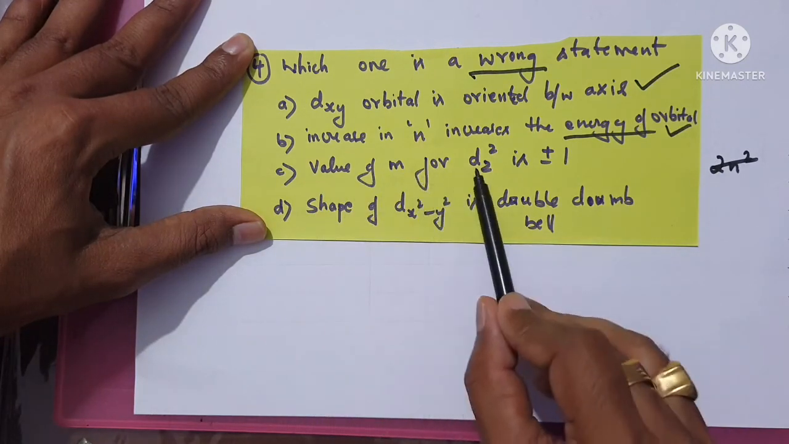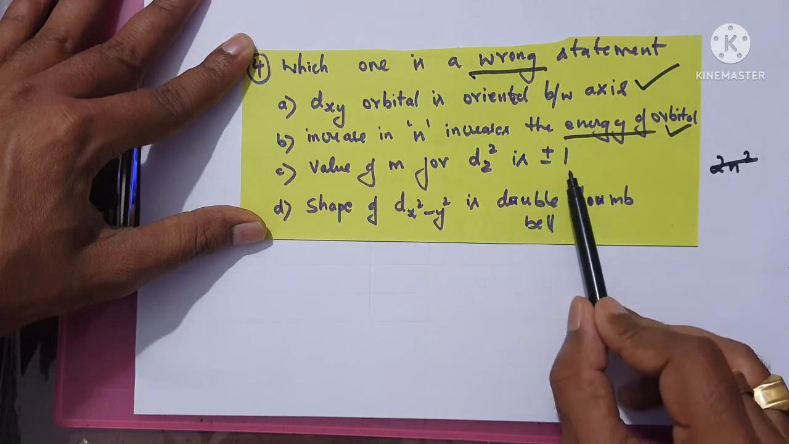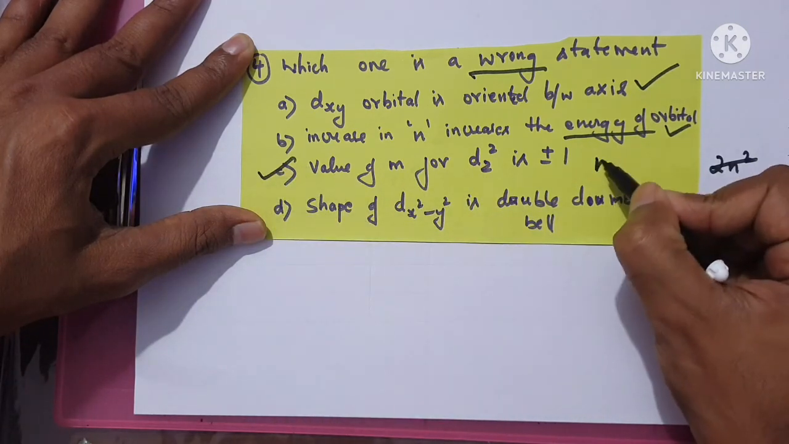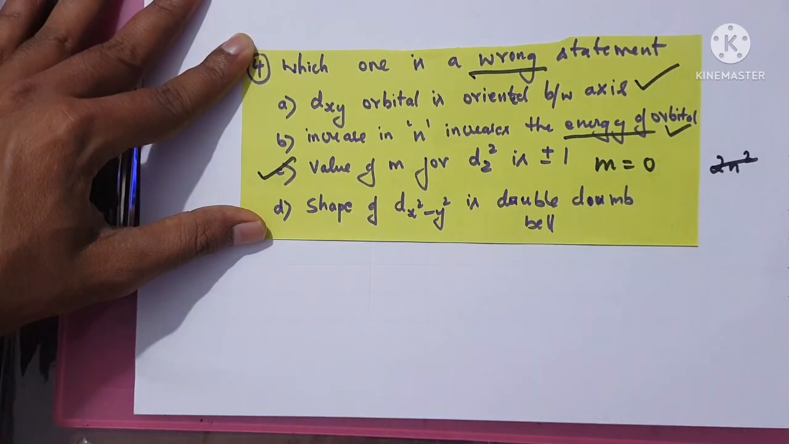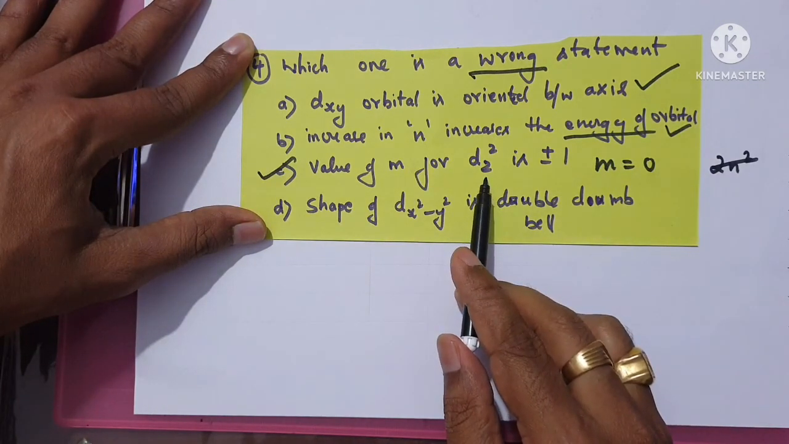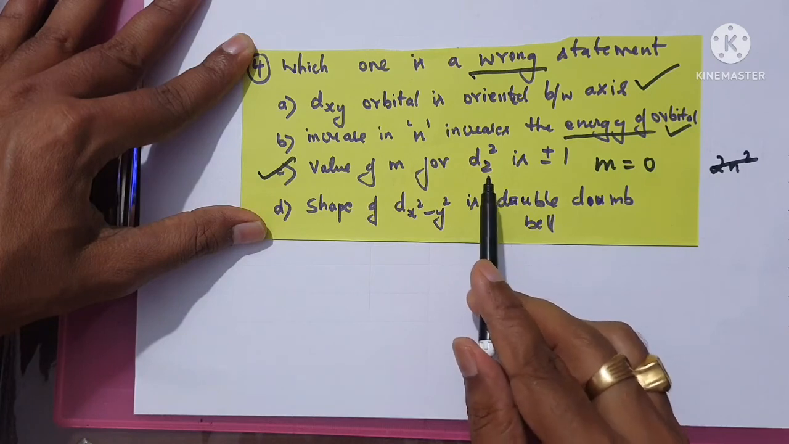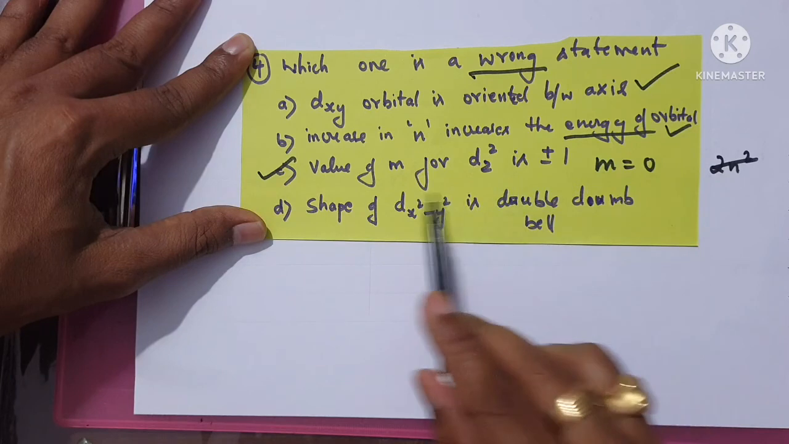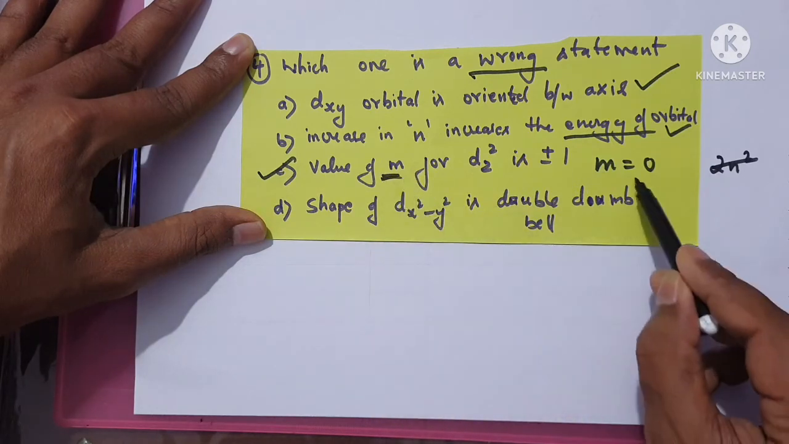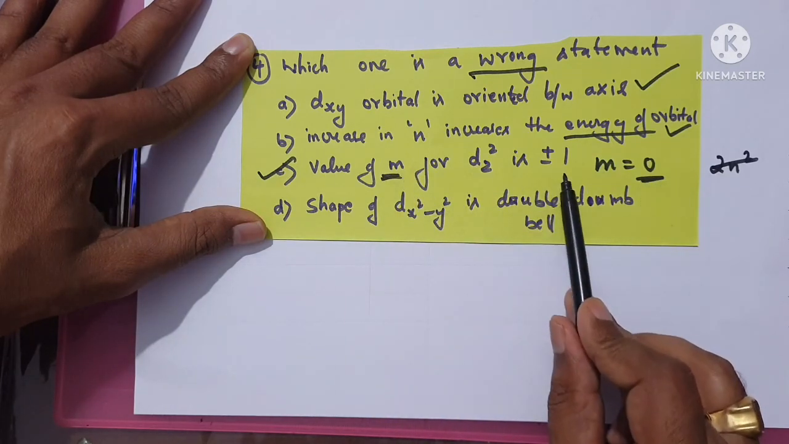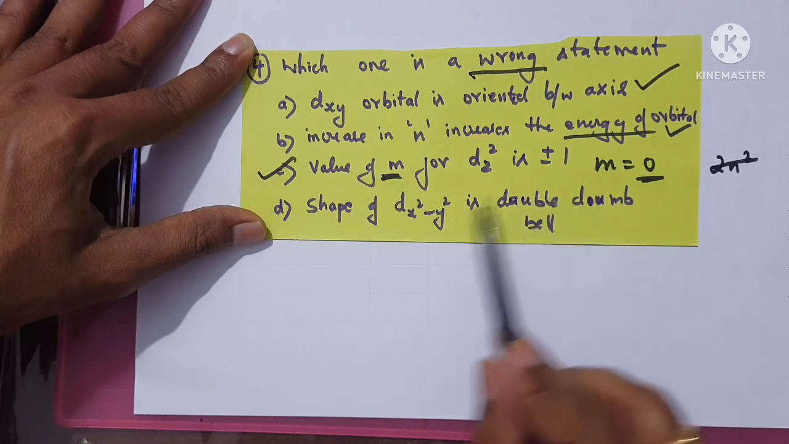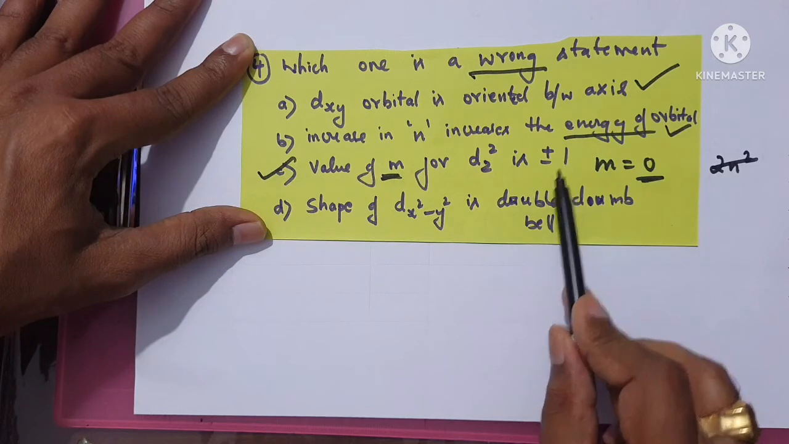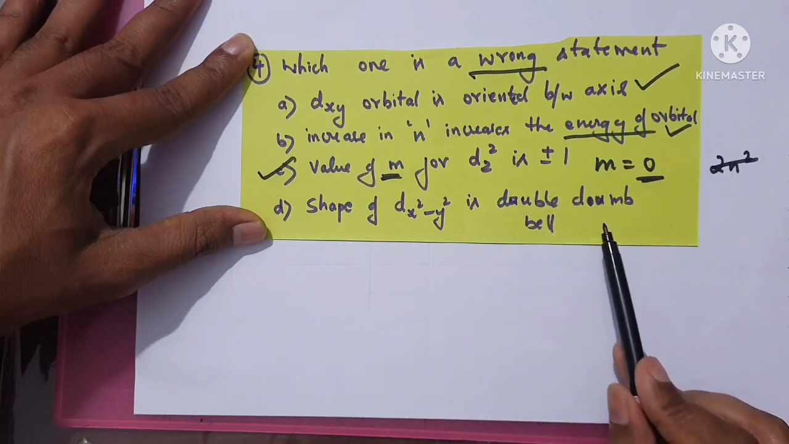Value of m for dz square is plus or minus 1, whereas here the option C, children, the value of m is 0 for dz square. I hope you remember this. For dz square as well as for 2pz, the value of m is what? The value of m is 0, whereas here they have given plus or minus 1. Therefore, the wrong statement here is value of m for dz square is plus or minus 1. Hope you have understood this question also.